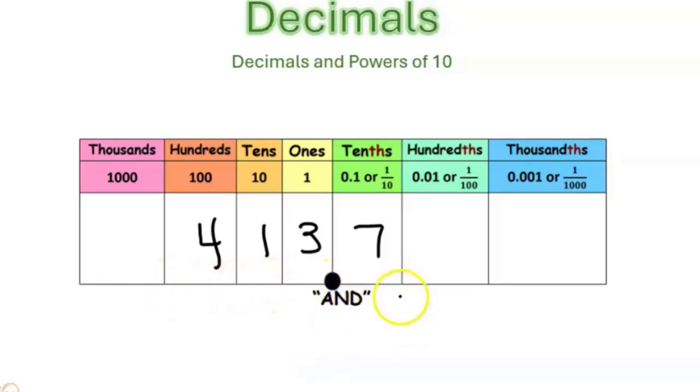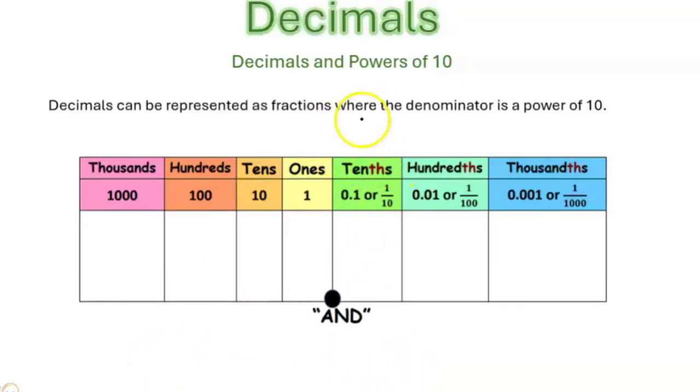413 and 7 tenths. Decimals can be represented as fractions where the denominator is a power of 10. So decimals and powers of 10 are crucial in scientific calculations and financial transactions, especially like interest rates, and also in measurement with the metric system, because the metric system is based on powers of 10. Decimals are really a way of showing fractions in our number system.